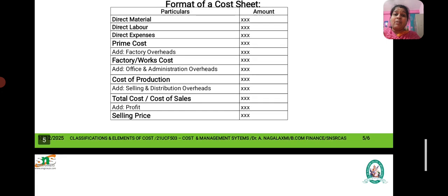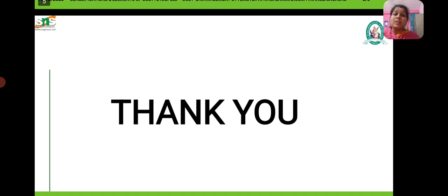I think you have got some idea about the classification and the elements of cost, and about the preparation of cost sheet.